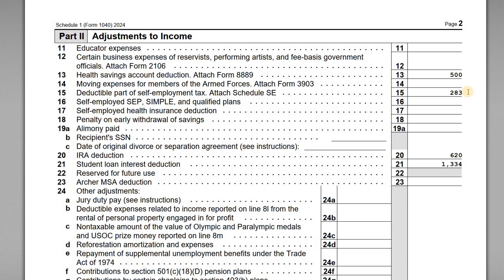Now, if you have other contributions to self-employed retirement plans or other qualified plans, those would go on line 16. If you're self-employed and you pay out of pocket for your own health insurance, that health insurance deduction will be reported on line 17 as well.